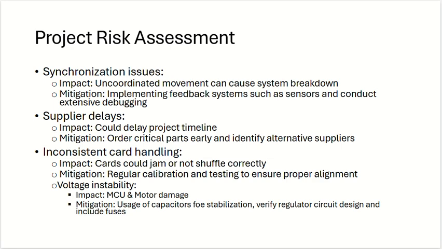Inconsistent card handling: cards could jam or not shuffle correctly. Mitigation is regular calibration tests and testing to ensure proper alignment. And we could have MCU or motor damage; use capacitors for stabilization, verify the regulator circuit design, and include a fuse.